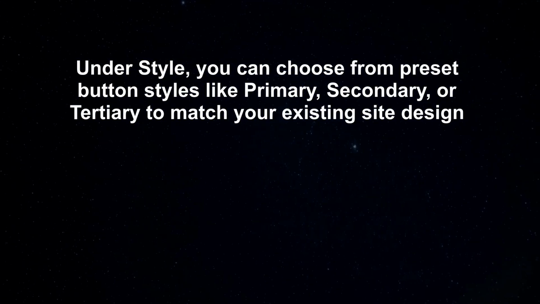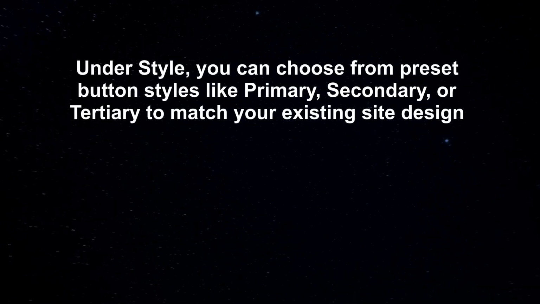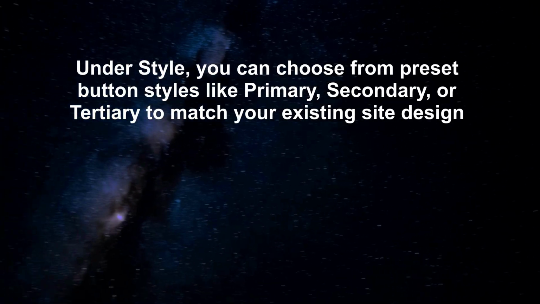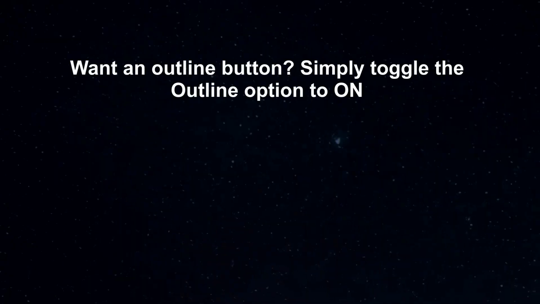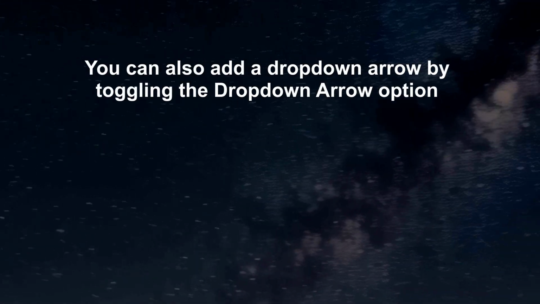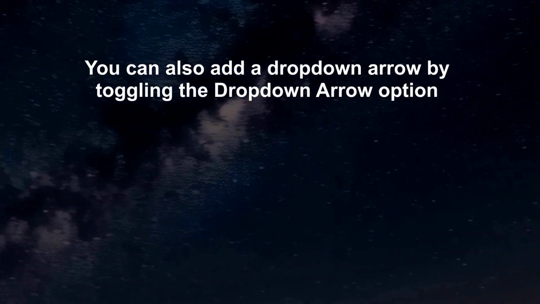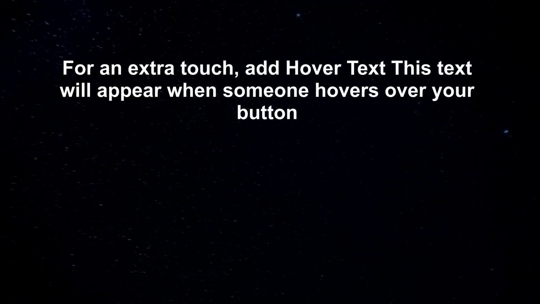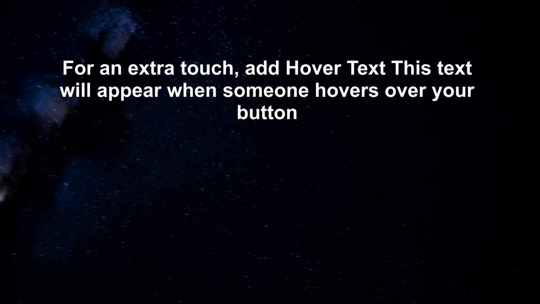Under Style, you can choose from preset button styles like primary, secondary, or tertiary to match your existing site design. Want an outline button? Simply toggle the outline option to on. You can also add a drop-down arrow by toggling the drop-down arrow option. For an extra touch, add hover text. This text will appear when someone hovers over your button.